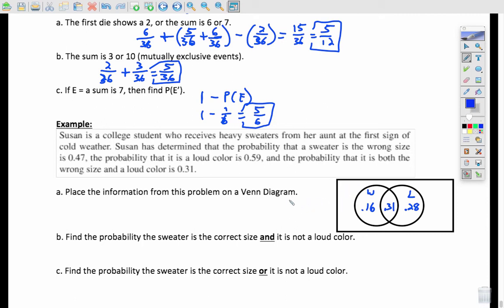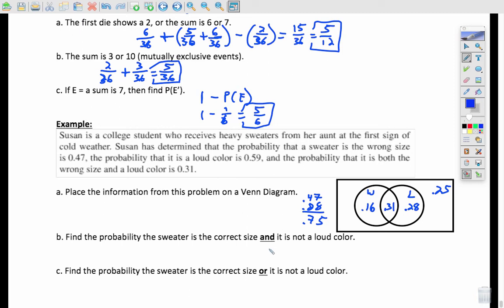So now I have to do a little bit of math to figure out what goes in the universal set out here. If I add those two from W together, it's 0.47. And then if I add 0.28 onto it, I'm going to get 0.75. So 0.25 is going to be what's outside here. So all of these probabilities have to add to 1. That's the key to the operation here.